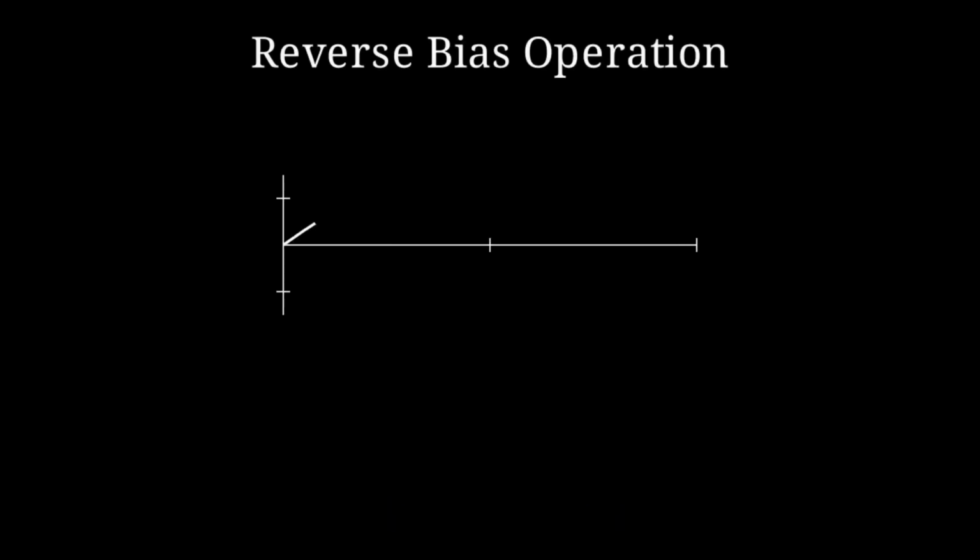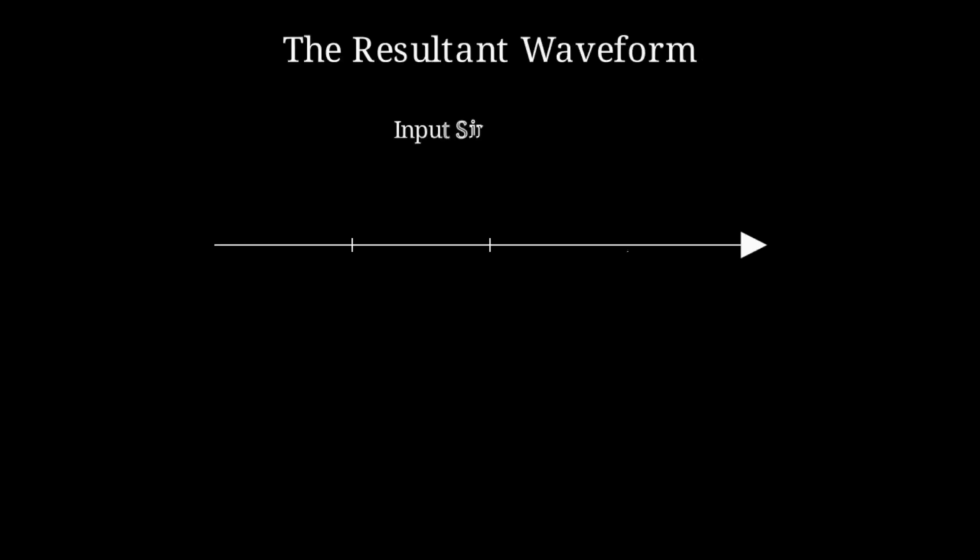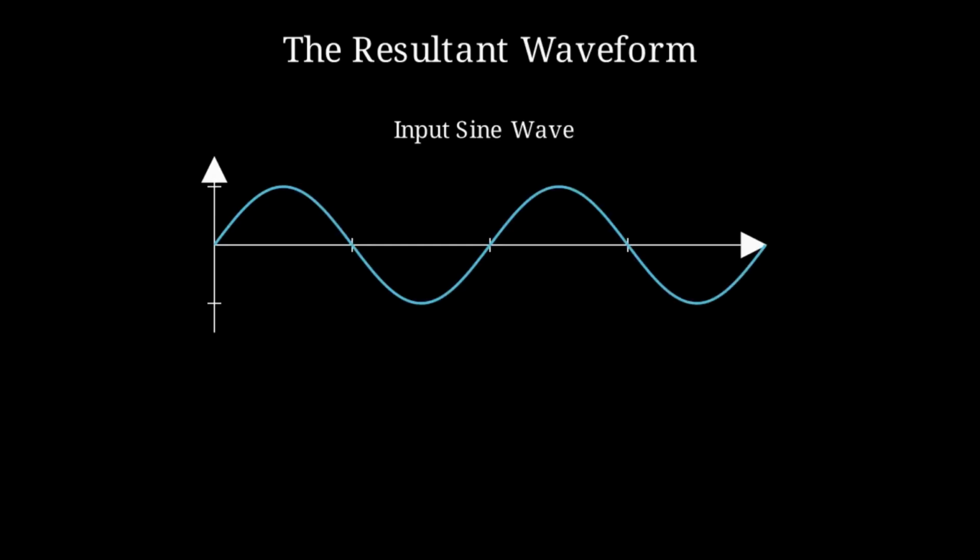When the AC signal enters the negative half cycle, the diode becomes reverse biased. It acts as an open switch, blocking all current flow. Consequently, the output voltage drops to zero during this period, resulting in a pulsating DC signal. The resulting output is a series of positive pulses separated by gaps of zero voltage.